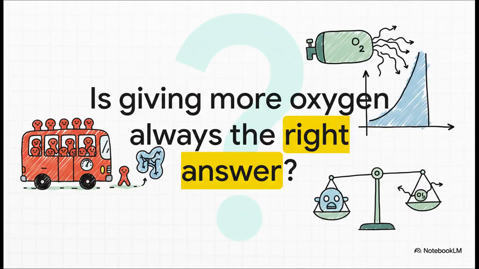And that kind of brings us to our final thought here. That little oxygen saturation number you see on the monitor, it only tells us how full the bus is. It doesn't tell us a thing about whether any of those passengers are actually getting off at their stop. This curve teaches us that real oxygenation isn't just about supply, it's all about delivery. So, is cranking up the oxygen always the right answer? As we've just seen, the real story is so much more interesting.